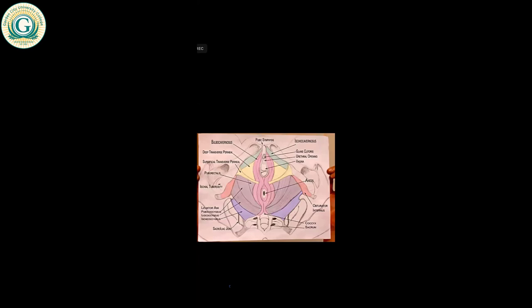I'm saying that the pubococcygeus muscle is the most important of the pelvic floor muscles. It originates from the posterior wall of the pubic bone. Then it passes backwards between the urethral orifice. It goes downwards and then gets insertion into the coccyx.